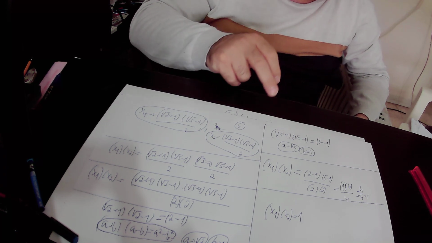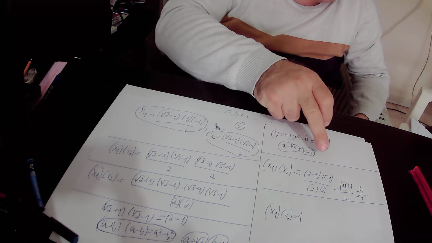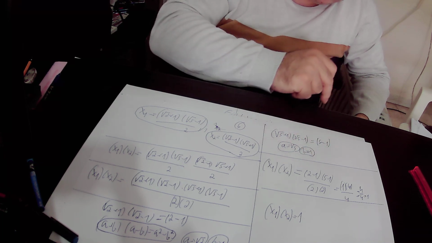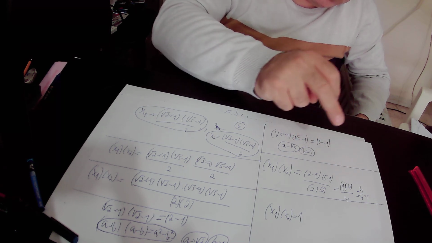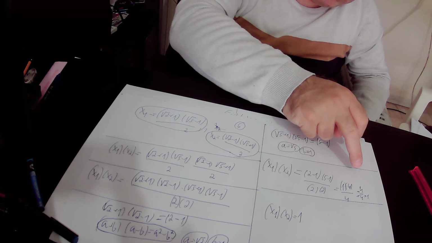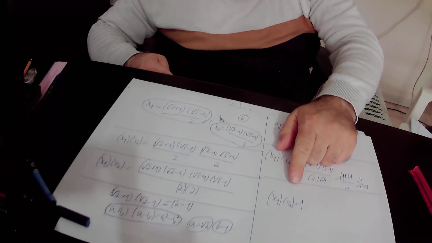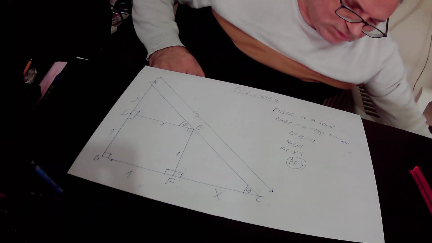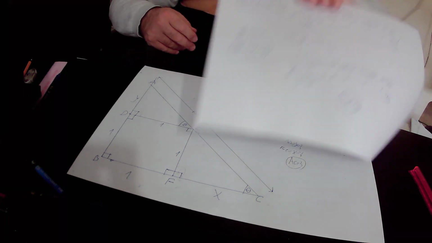So in conclusion, we found out that x1 times x2 equals 2 minus 1 times 5 minus 1 over 2 times 2. 2 minus 1 is 1, 5 minus 1 is 4, and 2 times 2 is 4. 1 times 4 is 4, and 4 over 4 is 1. So in conclusion, we found out that x1 times x2 equals 1.